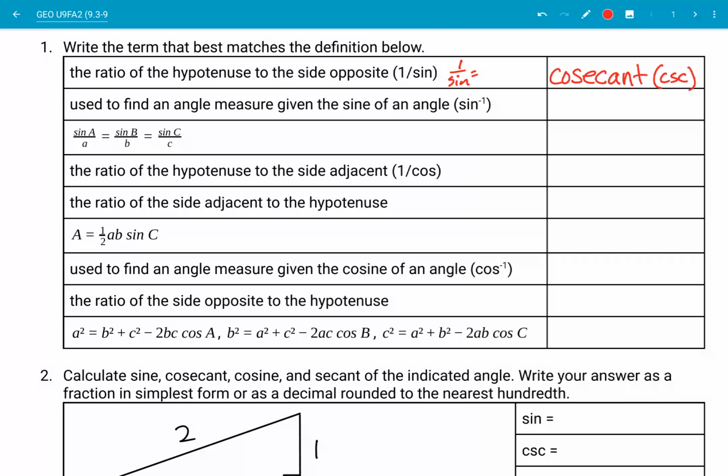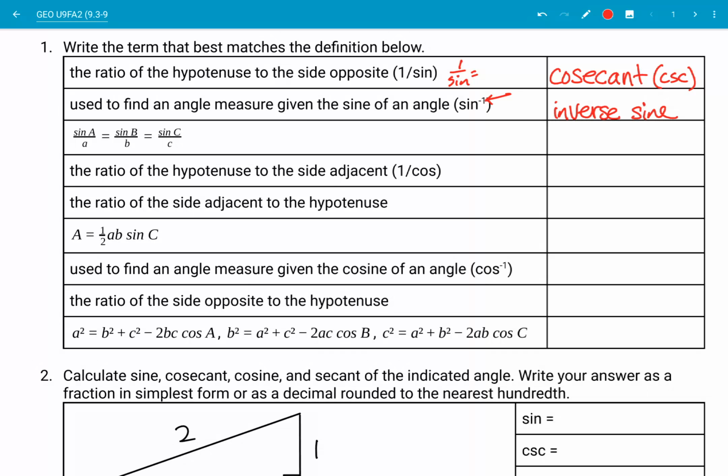You could have written CSC. The second term, used to find an angle measure given the sine of an angle. Well, here, this is sine inverse, so we're just writing out that this is inverse sine, or sine inverse, doesn't really matter.